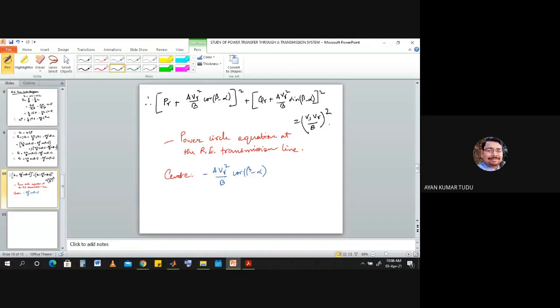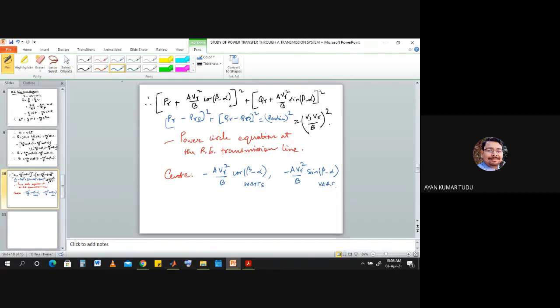And this can be written as PR minus PR0 whole square plus QR minus QR0 whole square equal to the radius whole square. Correct? So this is our PR0, and QR0 can also be written as VR square by B sine of beta minus alpha. Please remember this would be in watts and this would be in watts.